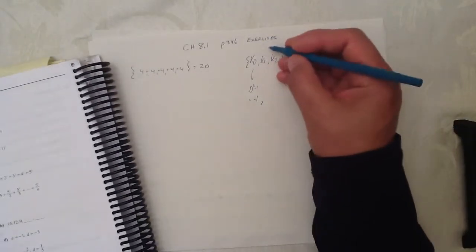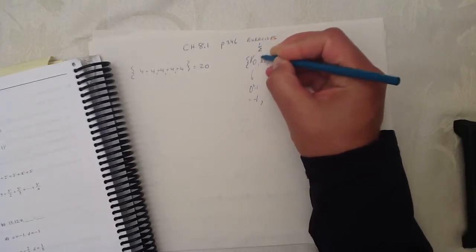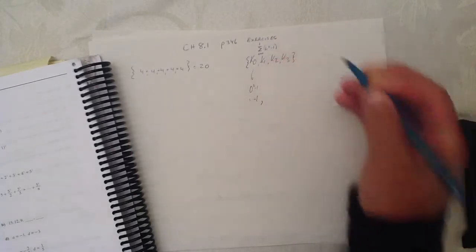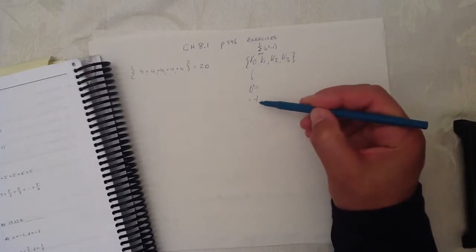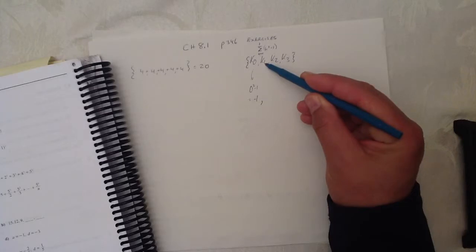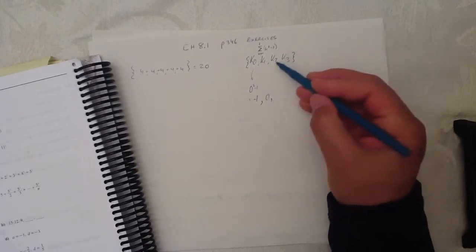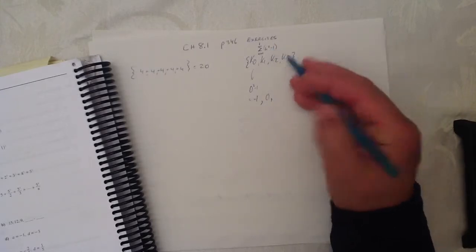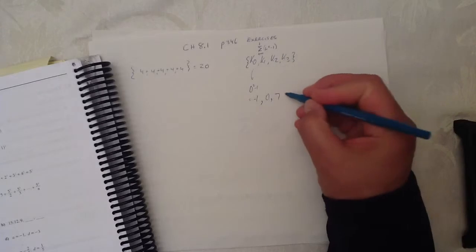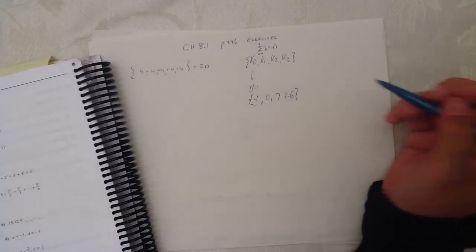So that's my first term. The second term, let me write this out here. This is the sum to 3 from k equals 0, k cubed minus 1. So negative 1 is the first term. 1 cubed minus 1 is 1 minus 1, which is 0. 2 cubed is 8 minus 1 is 7. And 3 cubed is 27 minus 1 is 26. So those would be the values in my sequence.